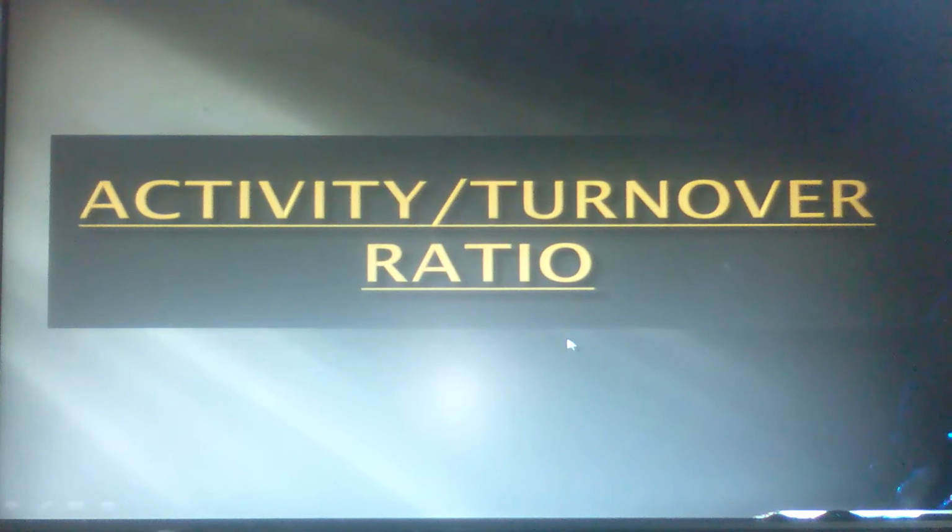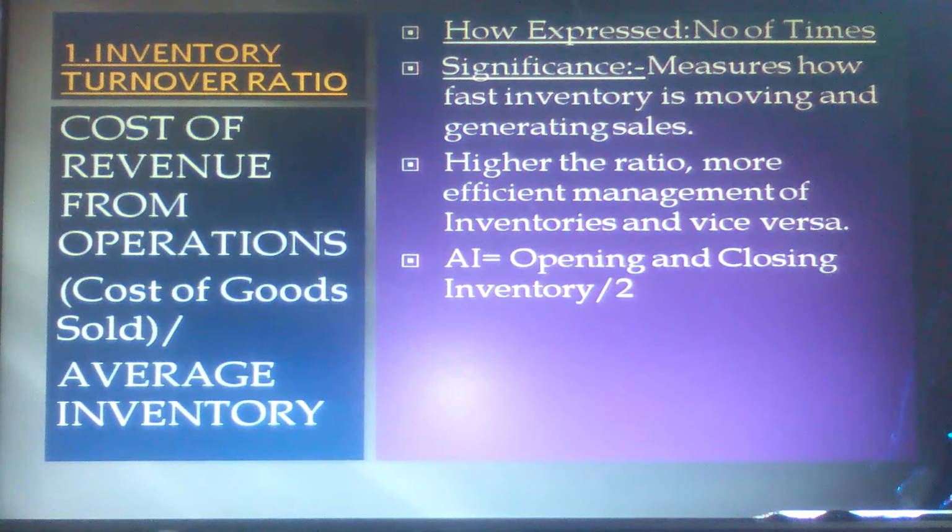Okay. Then activity turnover ratio, our third group. For that, inventory turnover ratio. Nothing but cost of revenue from operations or cost of goods sold divided by average inventory. Here also a numerator and denominator. So cost of goods sold over average inventory. How do you express it here? Also as number of times: how many times, 1, 2, 3 like that.